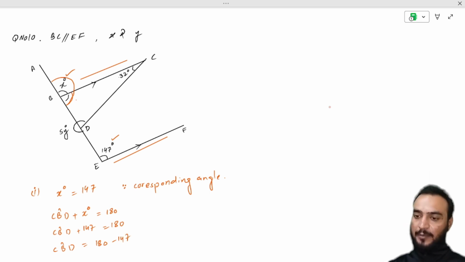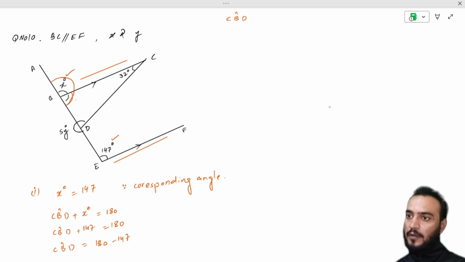So what is 180 minus 147? 180 minus 147 is equal to 33. So this is the angle CBD, which is equal to 33 degrees.